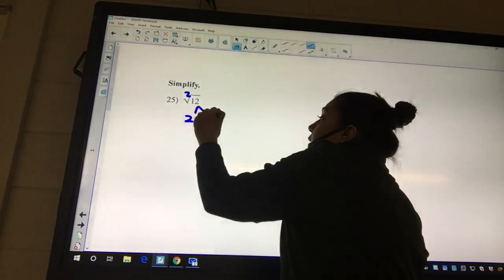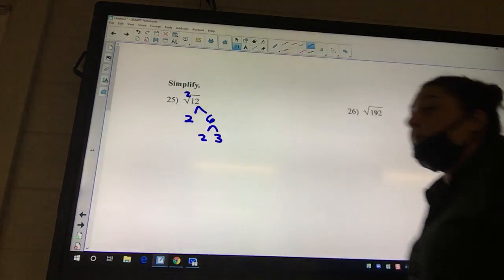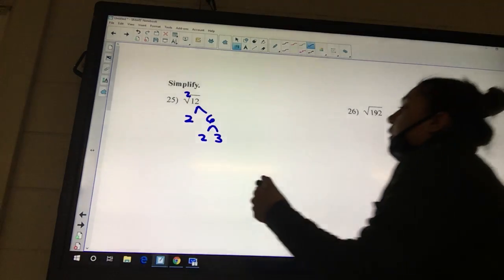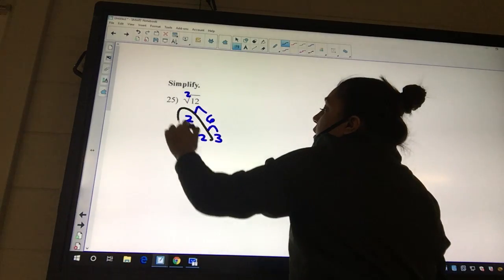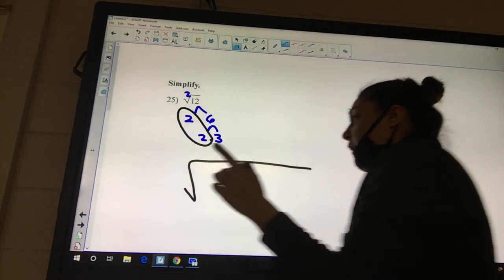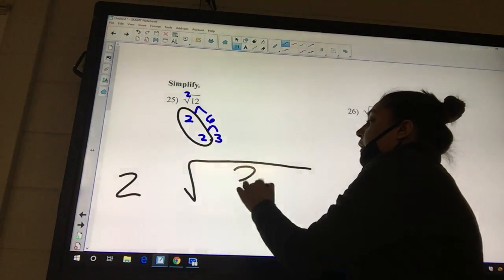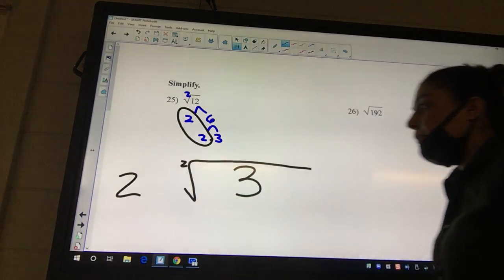2 and 6. There's going to be 2 and 3. Okay, so who can go? We need groups of 2. There's 2 numbers on the side. What 2 numbers? 2s. So we're going to circle them. For every one we circle, where do they go? Outside. Who cannot go? The 3. And then if you want to, you put a little baby 2 here, okay?